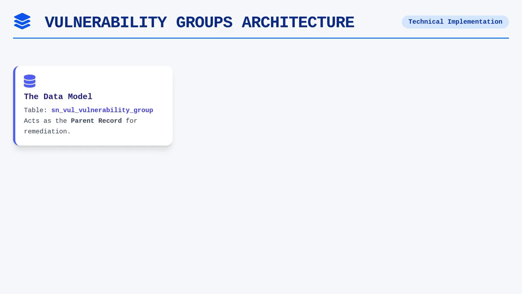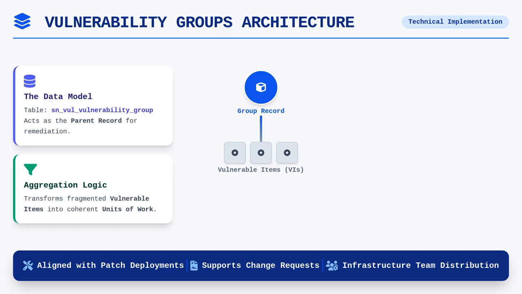At its core, the Vulnerability Group table, or N-O-W SOR VUL Vulnerability Group, acts as a parent record that logically aggregates numerous vulnerable items based on defined criteria. Understanding this structure is critical because it dictates how work is distributed across security and infrastructure teams during a remediation campaign. Unlike raw vulnerable items, which are often numerous and fragmented, groups provide a coherent unit of work that aligns with organizational change requests or patch deployments. You should view this relationship not just as a visual container, but as a rigid data model that interfaces directly with the ServiceNow task engine.